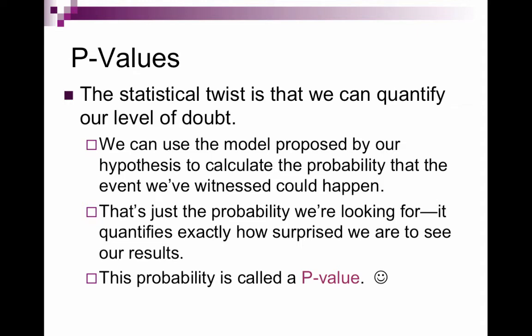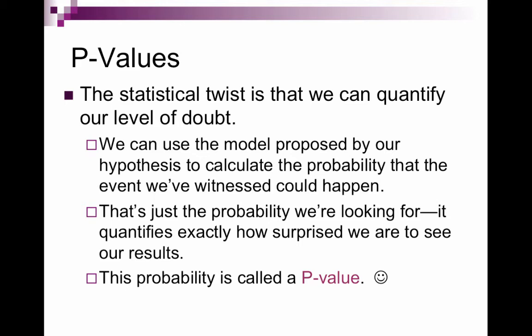We can use the model proposed by our hypothesis, so stick with our null hypothesis, assuming that's true, and calculate the probability that the event we've witnessed could happen. So again, my null hypothesis for flipping a coin is that 50% of the time it will come up heads. If I were to do a trial and I got 64 out of 100 heads, I can calculate the probability that getting 64 heads would happen under the assumption that it should be 50-50. It's the probability we're looking for.